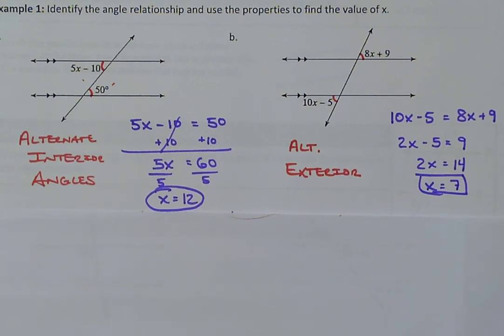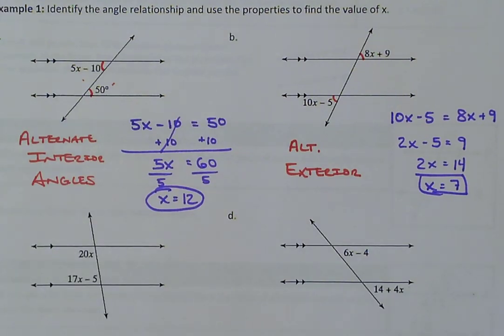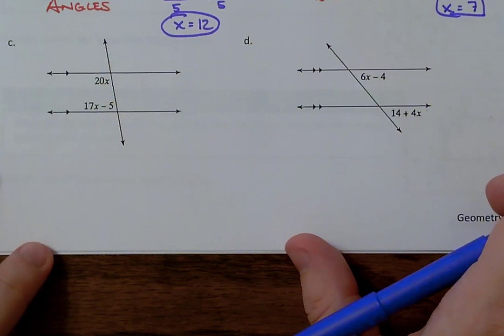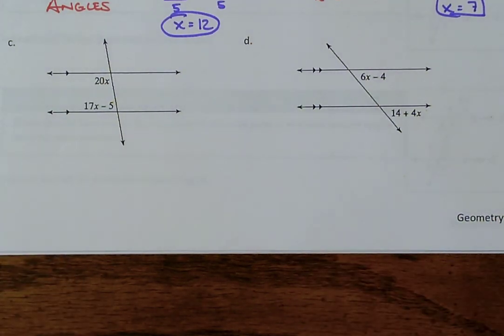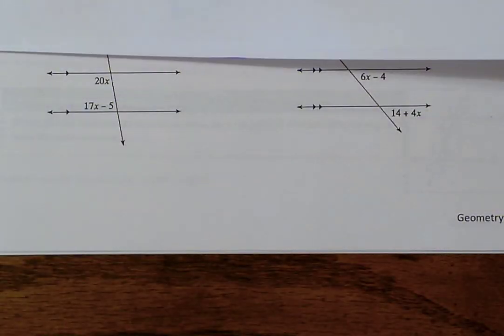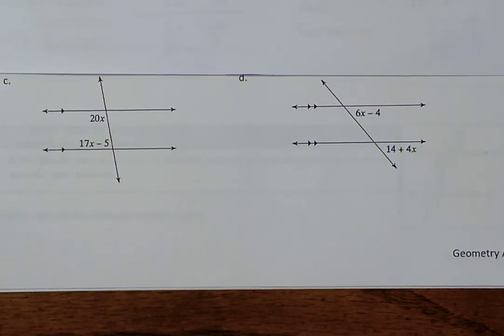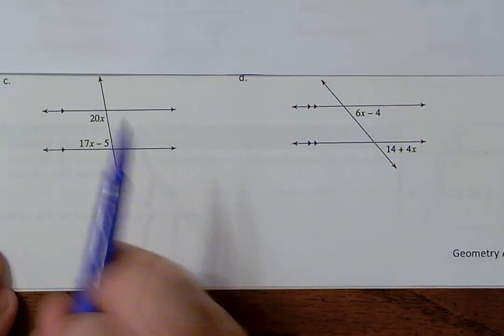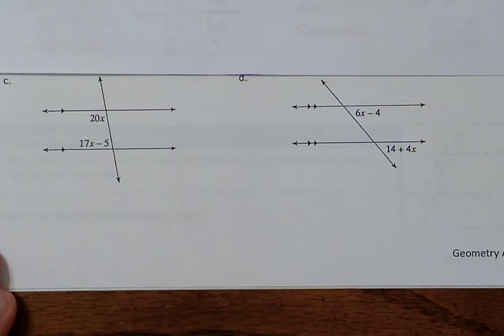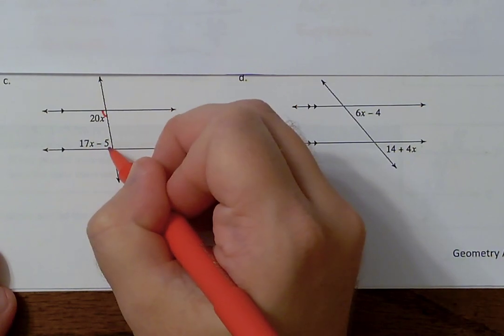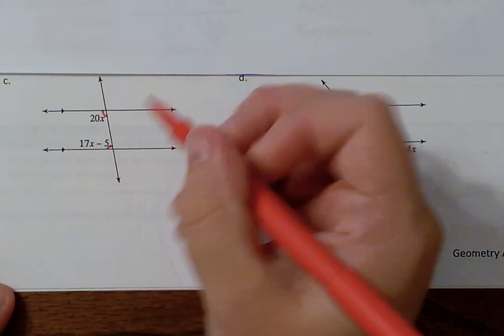All right, let's move on to our last two parts for the notes today, which is part C and D. Again, we want to go through and identify the angle relationship, and then using that angle relationship, go through and find the value of x. All right, let's take a look at C. For C, we have 20x and 17x minus 5.